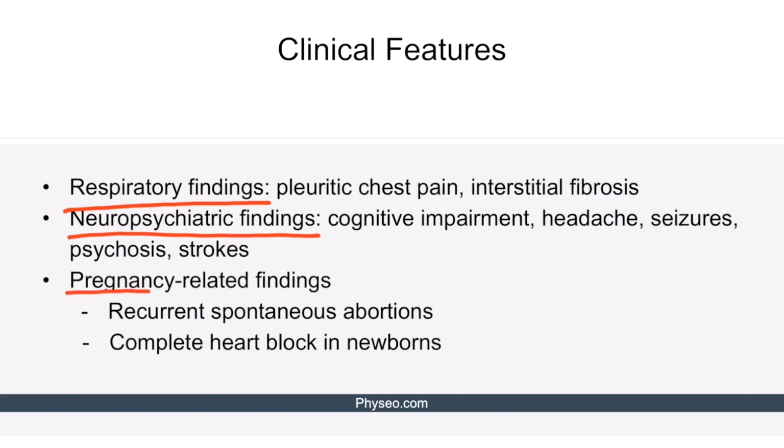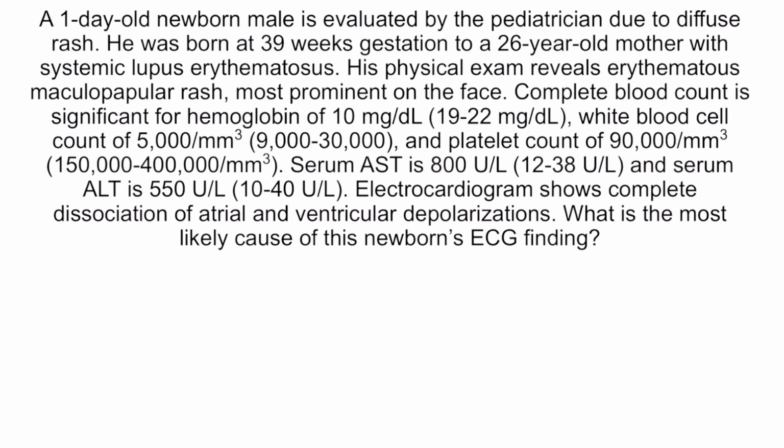Lastly, let's briefly cover pregnancy-related findings. Recurrent spontaneous abortions are of frequent occurrence. And as we mentioned previously, this is a complication of thrombosis related to the presence of antiphospholipid antibodies. During fetal development and newborn stage, there can be a complete heart block. This is due to the maternal anti-Ro and anti-La antibodies crossing the placenta and attacking the heart conduction system of the fetus. Let's do a flash quiz.